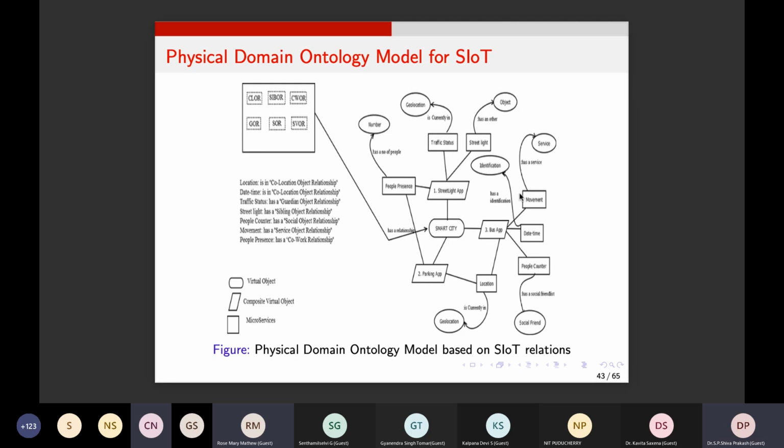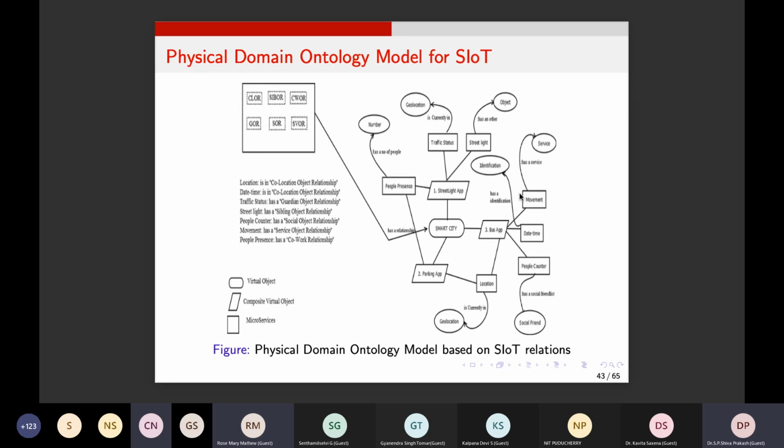Traffic status is giving you some location, and finally the outcome is the location. Similarly, the movement is providing some service, the outcome is some service. And also the people counter, right? It will give us a list of social friends. Again, the location is giving us. See, finally, from a hardware, right?